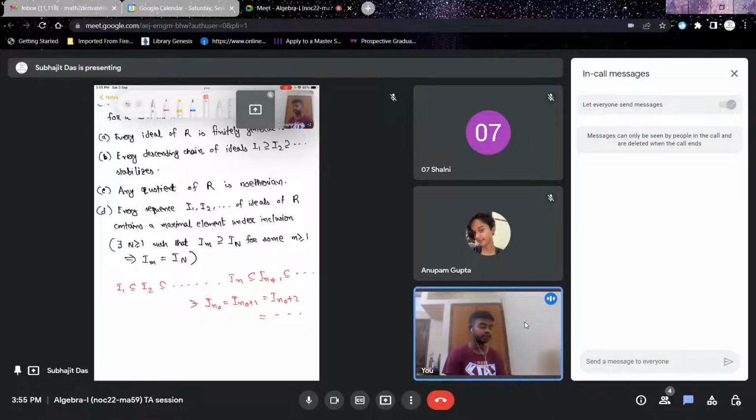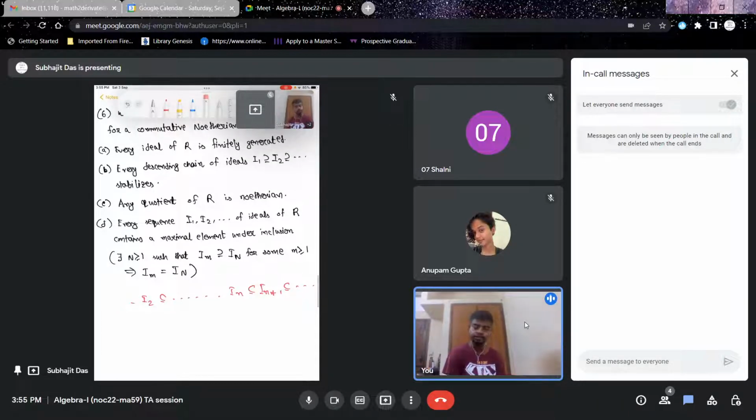This is one definition of a Noetherian ring. And again, there is one other way of defining them, which is precisely saying that every ideal in the ring should be finitely generated. So have you heard of this?